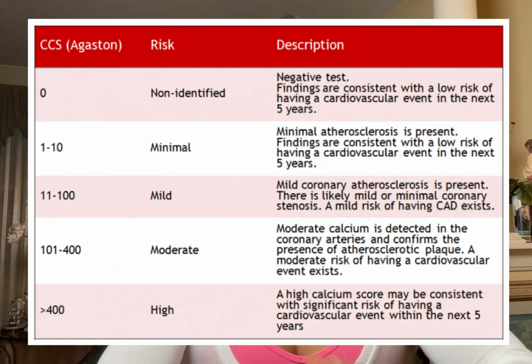So I'll have a picture here on the screen. These are the results of a specific heart scan. The heart scan is called the coronary calcium scan, and ideally you want your score at 0. As you can see, 0 is non-identified. It's a negative test. A score of 1 to 400 means you're at a minimal or moderate risk for any sort of heart event happening.